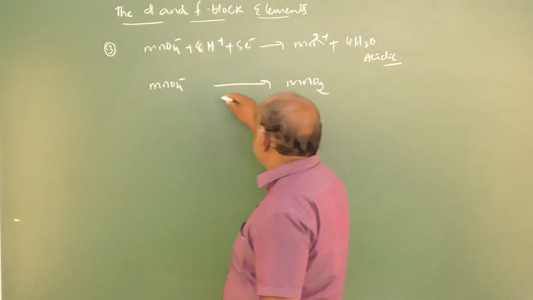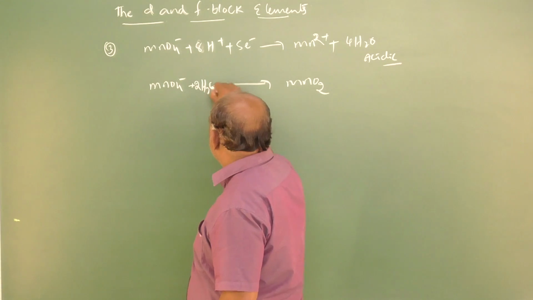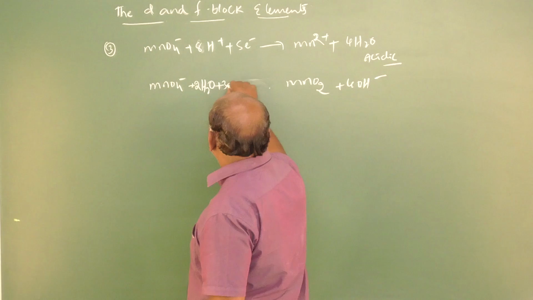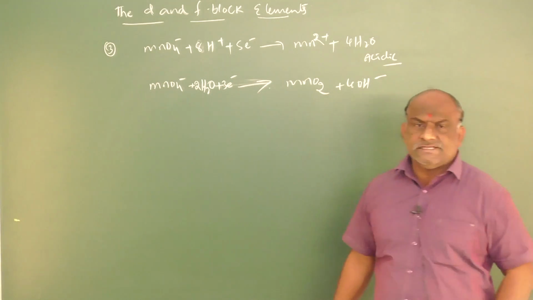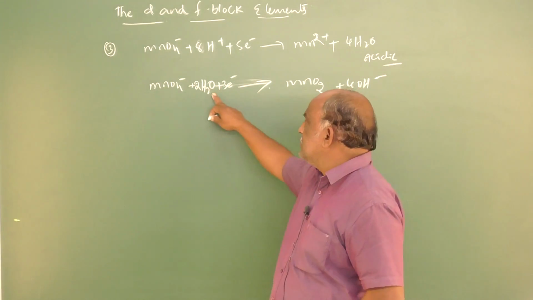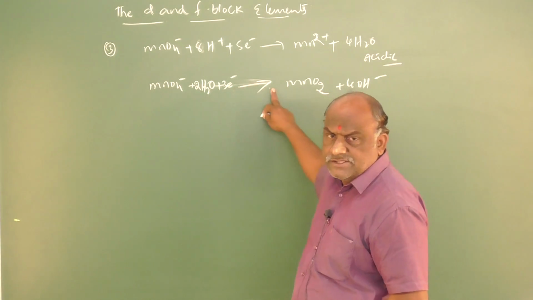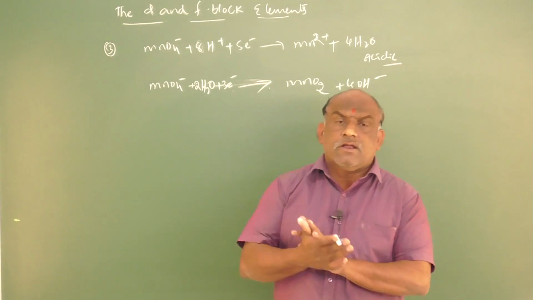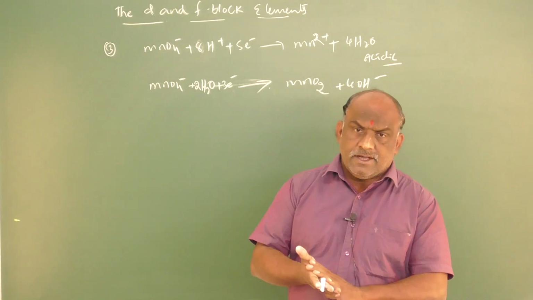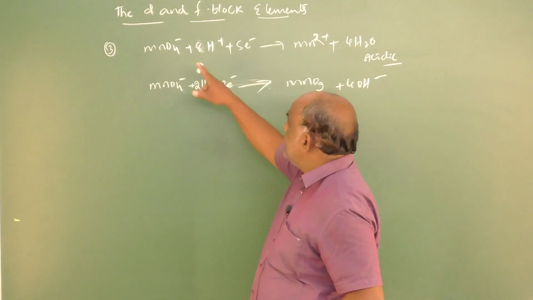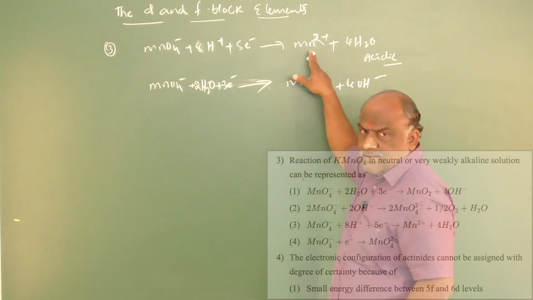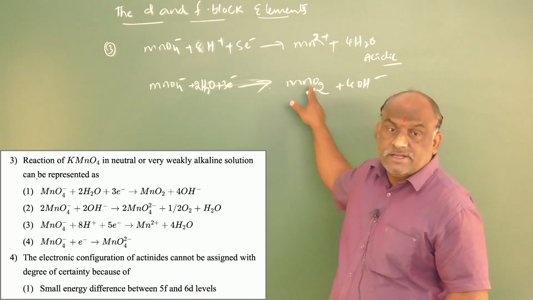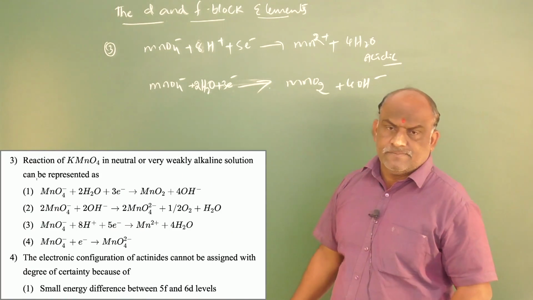On addition, here we get plus 2H2O, here plus 4OH minus, and the number of electrons is 3. This reaction, MnO4 minus plus 2H2O plus 3 electrons gives rise to MnO2 plus 4OH minus, favors alkaline medium or neutral medium. Actually 3 reactions are there. One is MnO4 minus gives rise to Mn2 plus. Second one is MnO4 minus gives rise to MnO2. Third one is MnO4 minus gives rise to MnO4 2 minus.